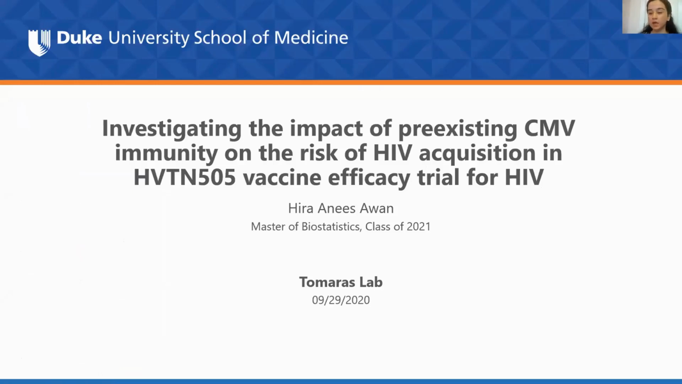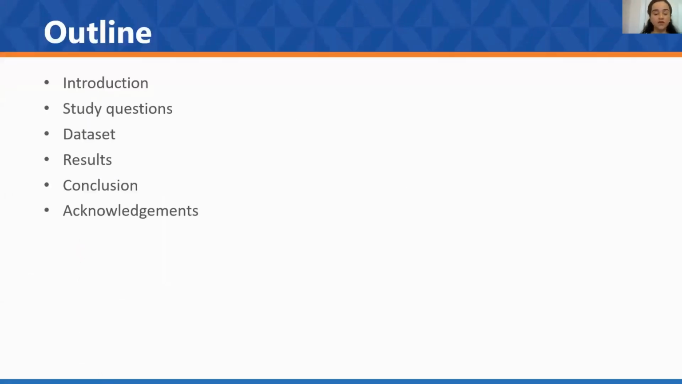So my topic is investigating the impact of pre-existing CMV immunity on the risk of HIV acquisition in the HVTN 505 trial. The general outline of my oral presentation would be to go through the introduction and how we formulated this question, what data set we used, and a summary of the results that were generated during the internship itself. And then there'll be a couple of conclusions and acknowledgements.